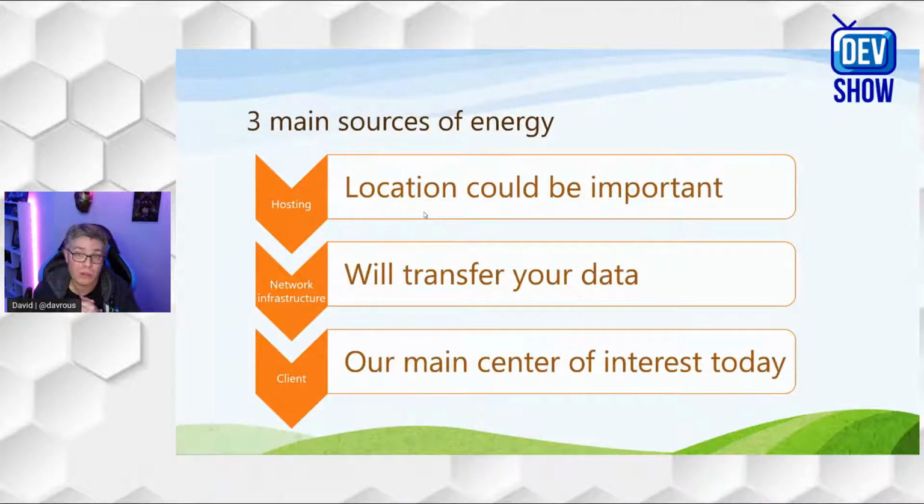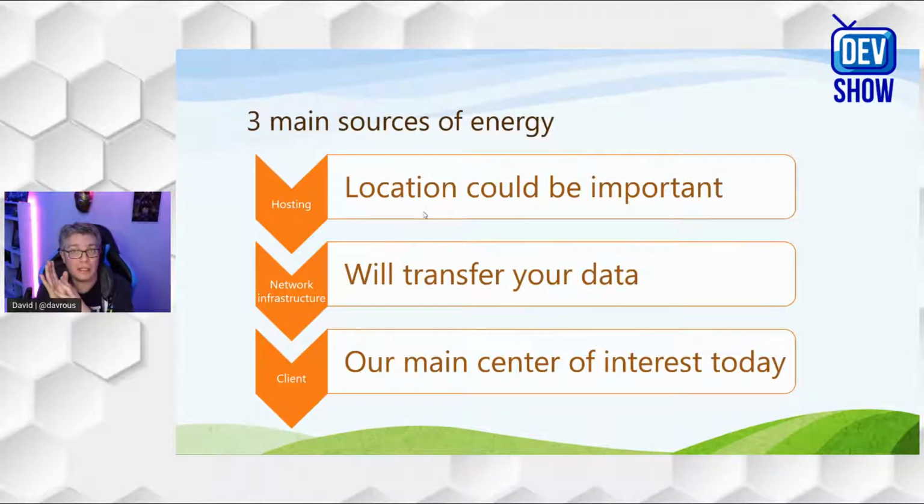There are three main sources of energy consumption for your PWA. The first one is the hosting, of course, meaning where you're going to put your code on a specific server, based on where it is located. It could already have some impact. So we're going to see that you could make a choice at this specific moment.